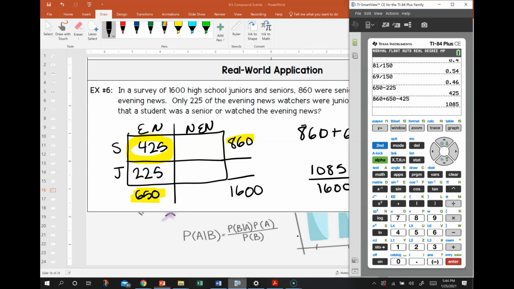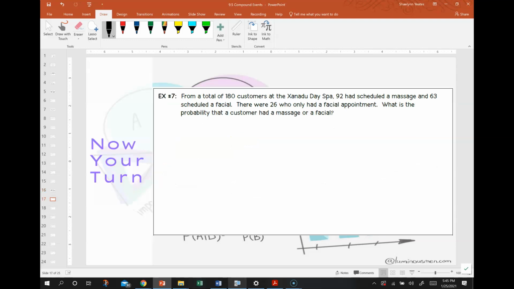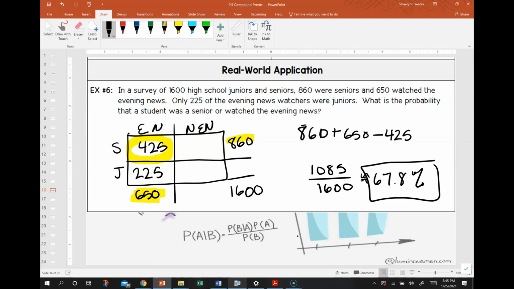And we can reduce that fraction probably. And I'm going to write it as a percentage, so about 67.8% watch the evening news or are seniors. So that's one way you can set this up. You can also set it up using a Venn diagram. You can also set it up using that tree diagram that we had earlier.